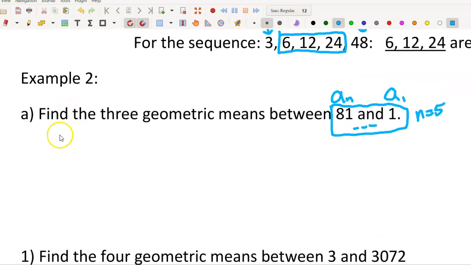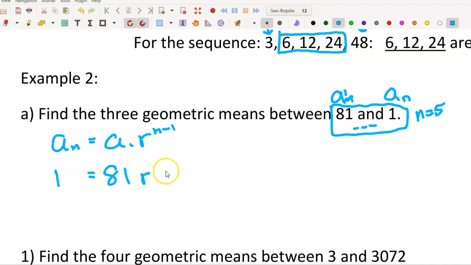Our n is going to be 5. So just to plug everything in, I'll write out the formula first, like this. And it's n minus 1, yep. Actually, I put this backwards. This is a sub 1, this is a sub n, because it's going down. So we're expecting our r to be a fraction, since it's getting smaller, starting at 81, going to 1. And we'll have n minus 1, which is 5 minus 1, which equals 4.